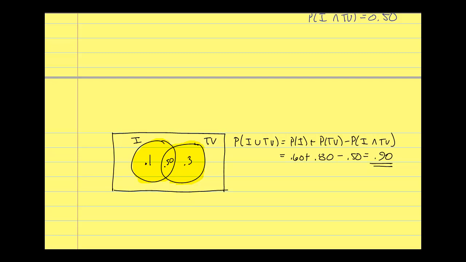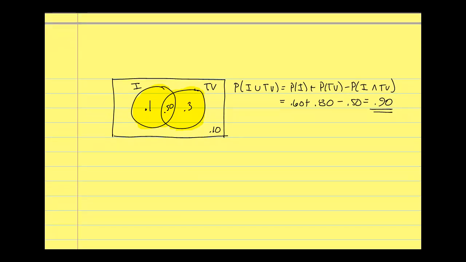Remember, the sum of the probabilities has to be 1. And when I look at this, I see 50, 30, and 10. This sums to 90. So somewhere out here is another 10%. And whenever you draw a Venn diagram, the total area encompassed must equal 100%. So don't forget this little piece out here.